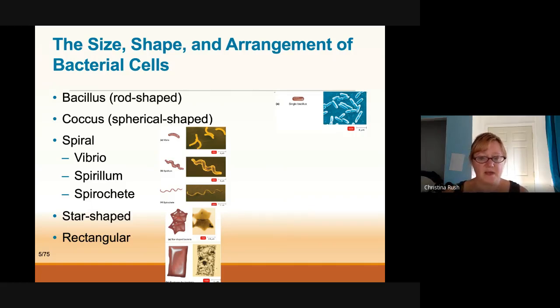Spirillum, just like their name implies, are little spirals. And the spirochetes are really, really thin spirilla. When they move, their movement through the water almost looks like a worm, the spirochete. The spirillum definitely has a corkscrew twist to it when it moves. We can also have some different really fun shapes, star-shaped and rectangular. Now those are pretty rare, and generally you're going to find those in an aquatic environment, in the ocean really. So these are all our different shapes.